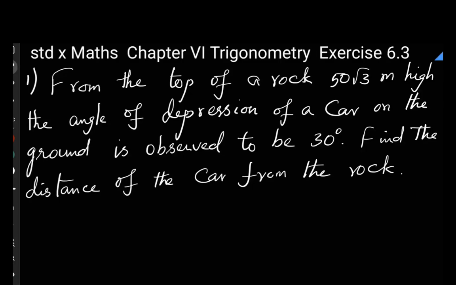Standard 10th Maths, Chapter 6, Trigonometry, Exercise 6.3, first sum. From the top of a rock, 50√3 meter high, the angle of depression of a car on the ground is observed to be 30 degree. Find the distance of the car from the rock.